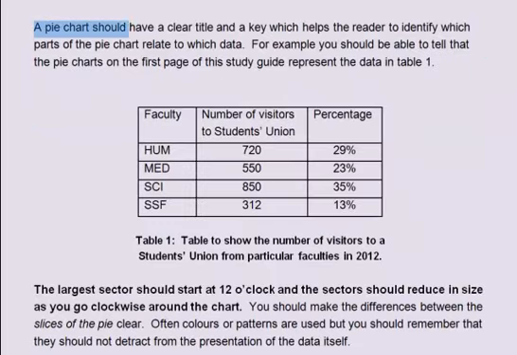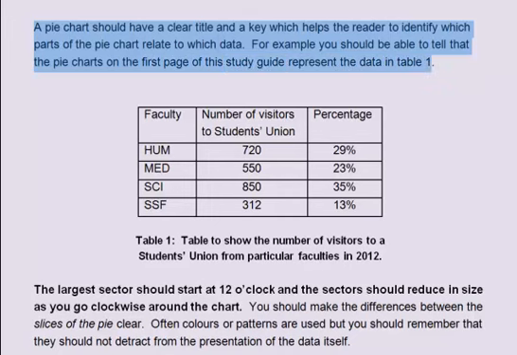A pie chart should have a clear title and a key which helps the reader to identify which parts of the pie chart relate to which data. For example, you should be able to tell that the pie charts on the first page of the study guide represent the data in Table 1.